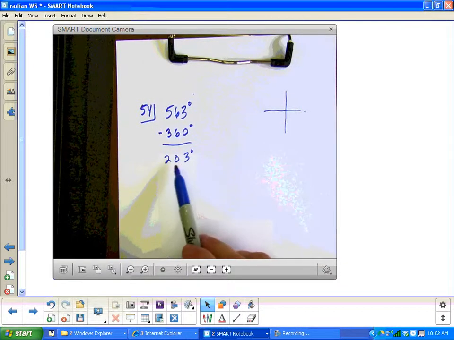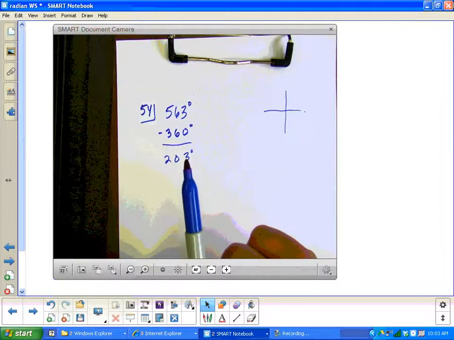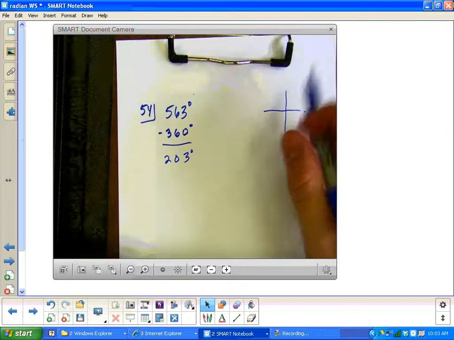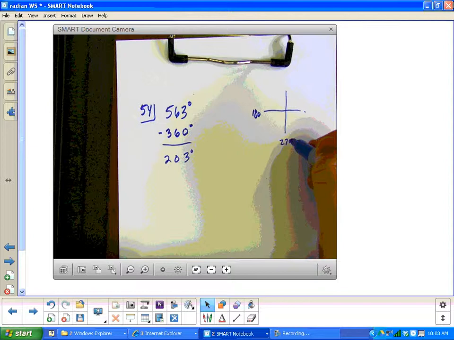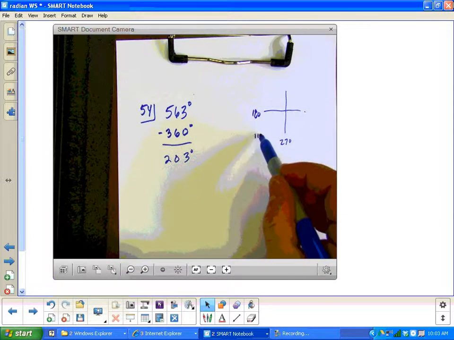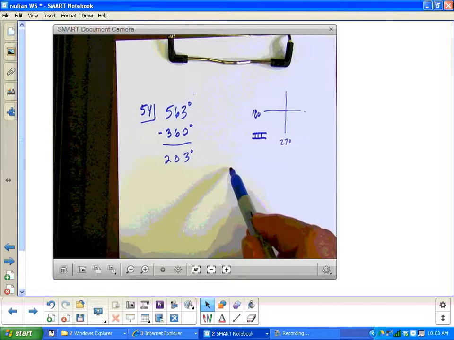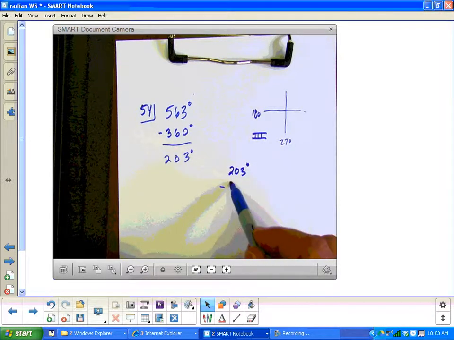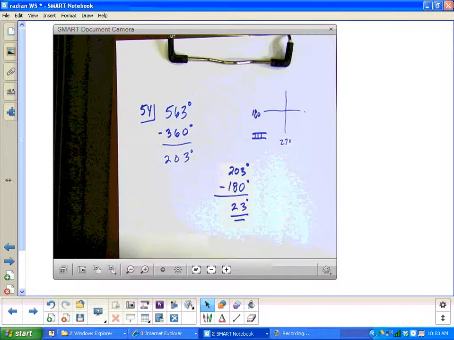Now that we've got it as 203 degrees, we can figure out what quadrant it's going to be in. It's going to be in the third quadrant, because the third quadrant is between 180 and 270. Okay, so if it's in the third quadrant, how do we find it? The angle minus 180. So that's going to give me 23 there. Okay, so my reference angle there is 23 degrees.